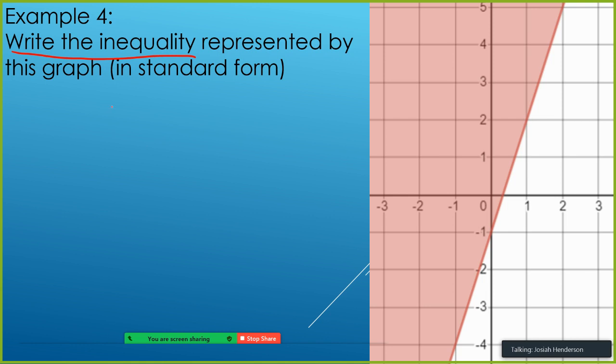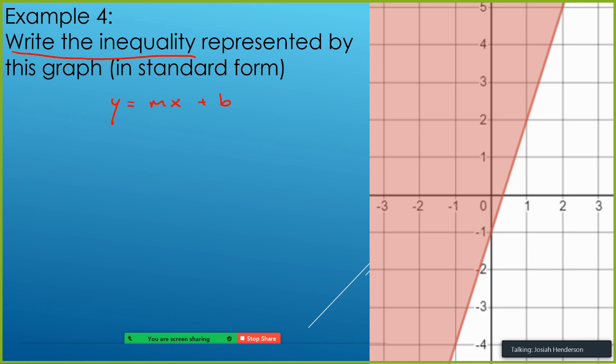So to do this, we need to come up with the right numbers for slope and for the y-intercept. And then we've got to put the right symbol in there. Is it less than? Is it greater than? Does it have equals to, or is it just less than or greater than? So several points to take care of here. So let's do this in parts.